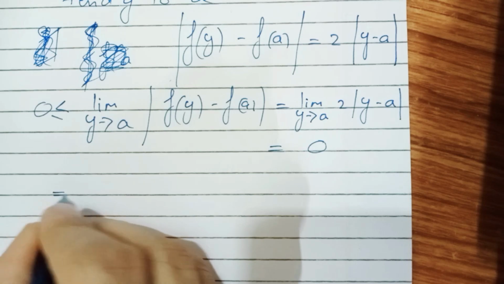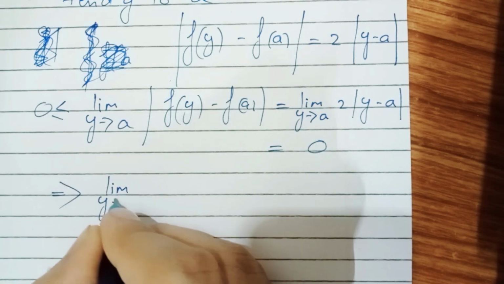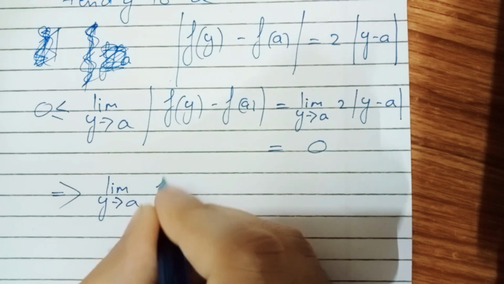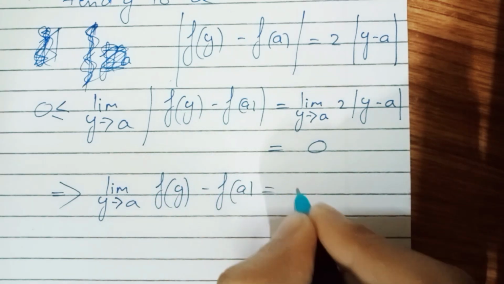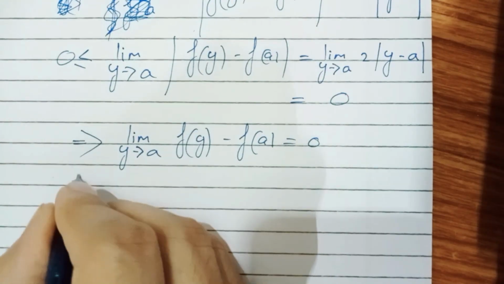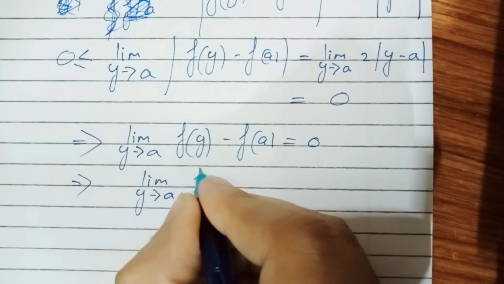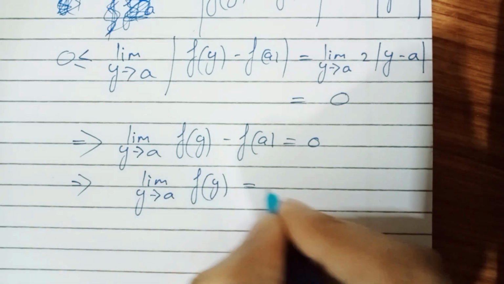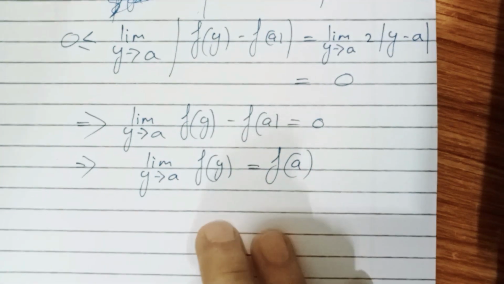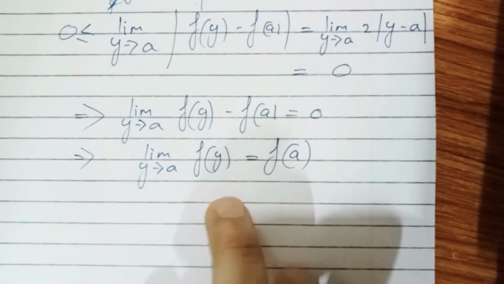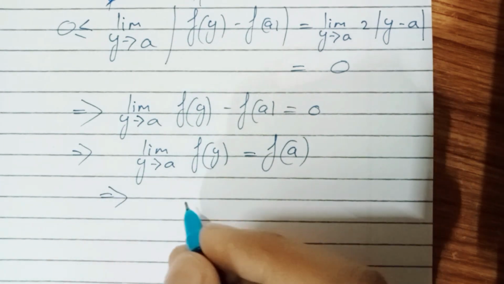So this implies the limit exists, and the limit as y tends to a of the function at y minus the function at a is 0, and I have limit y tending to a of f(y) equals f(a). What this tells us is that the function is continuous at a. That's the very definition of continuity.